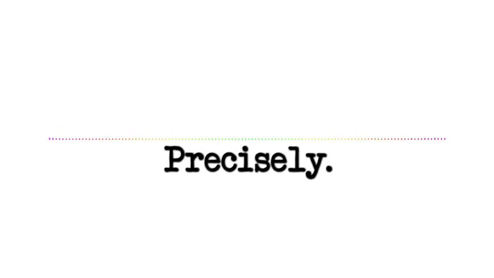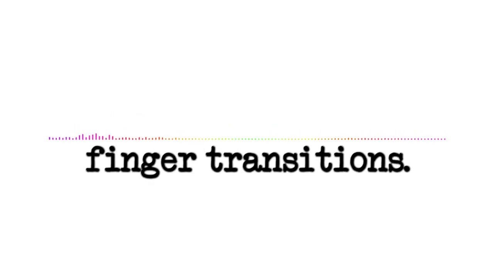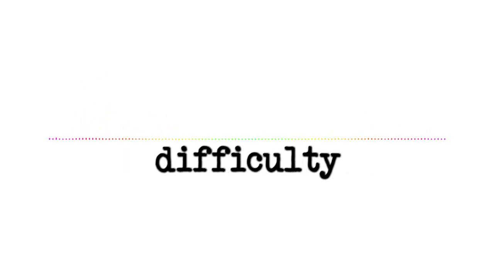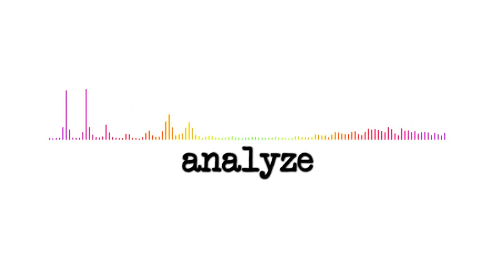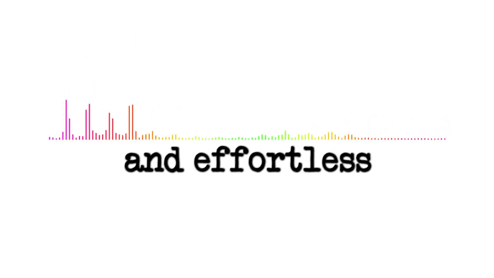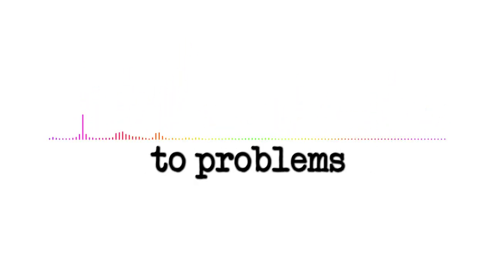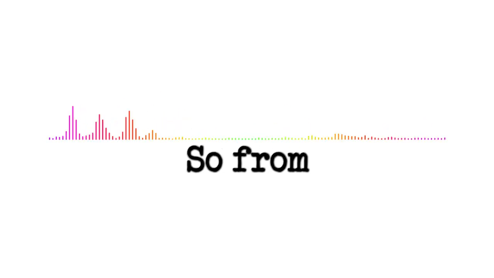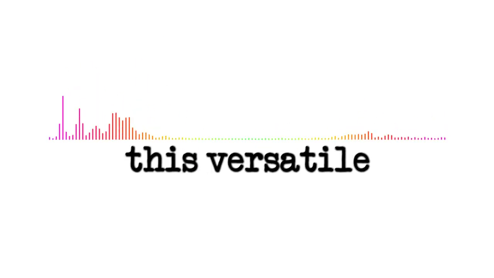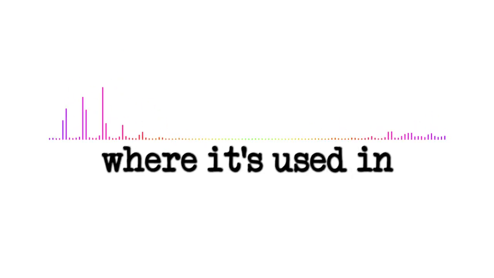Precisely. They start by defining a difficulty function that quantifies the awkwardness of different finger transitions. Then, dynamic programming helps find the fingering that minimizes the total difficulty for the entire sequence. It's like having a computer analyze the musical score and then guide your fingers towards the most graceful and effortless execution. That's a beautiful way to put it. And it highlights how dynamic programming can be applied to problems that involve sequences and optimal choices. So from financial investments to piano fingering, dynamic programming seems to be this versatile toolkit for navigating complex decision landscapes. Are there any other examples where it's used in surprising ways?